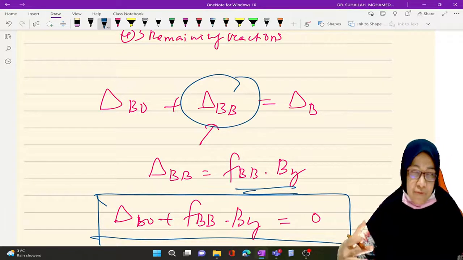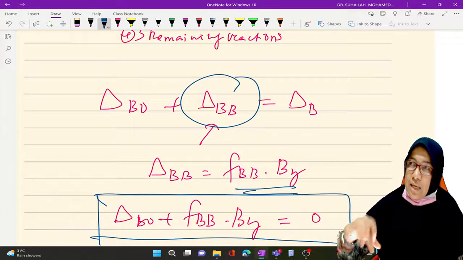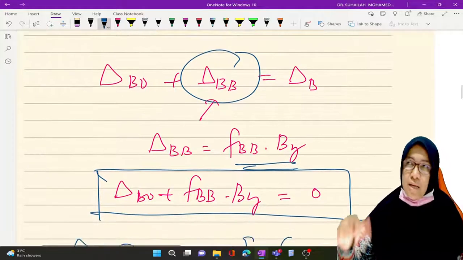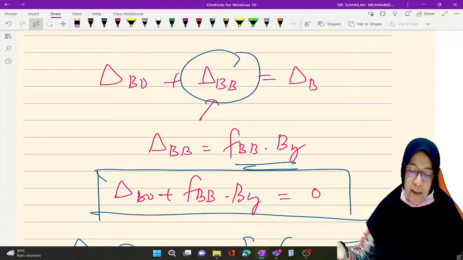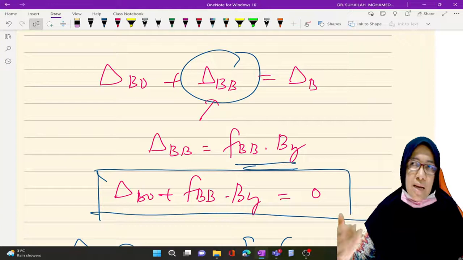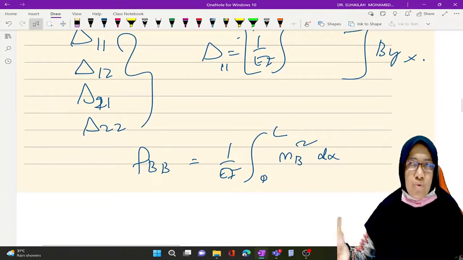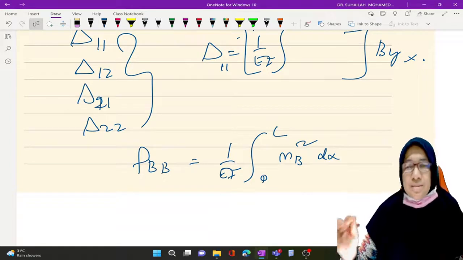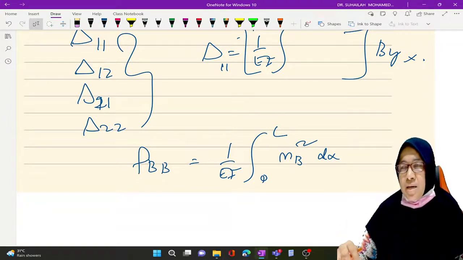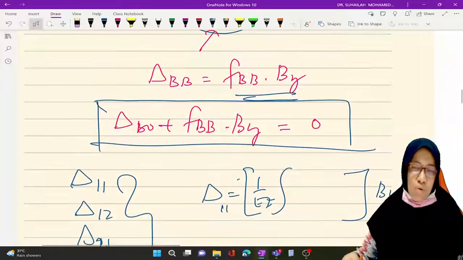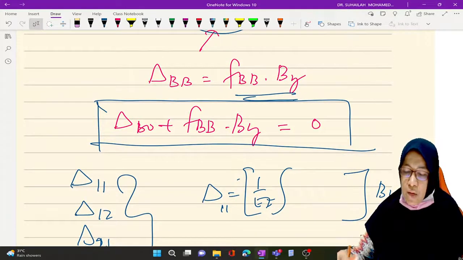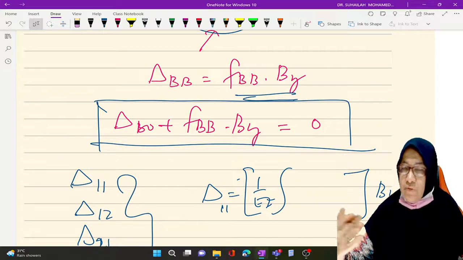Kita dah derive. Whenever we derive, kita dah take up redundant tu. We have take up redundant forces outside. So bila kita analyze, we just analyze due to a unit value. Okay, due to a unit value. Different books may have slightly different cara dia explain solution. Tetapi, so I hope that you follow what I deliver to you.